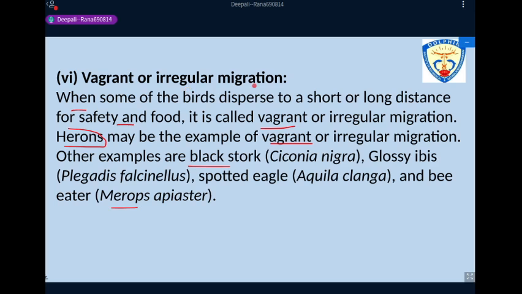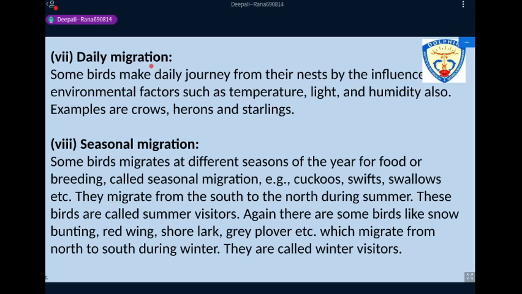In this type, the migratory route will not be common. They will go here and there. The migratory distance will not be set, it will not be uniform, and that is why it is called irregular type of migration.